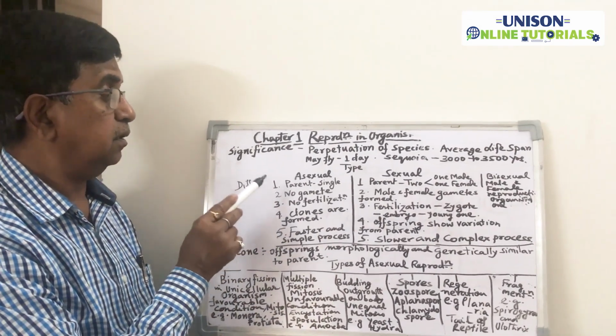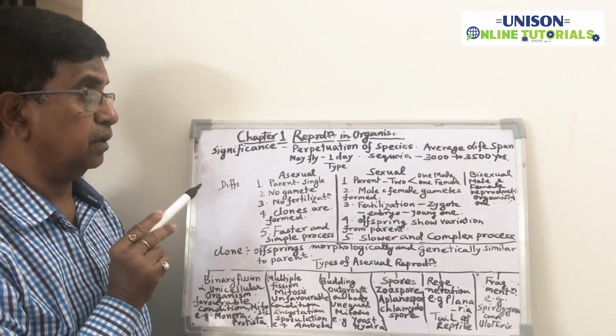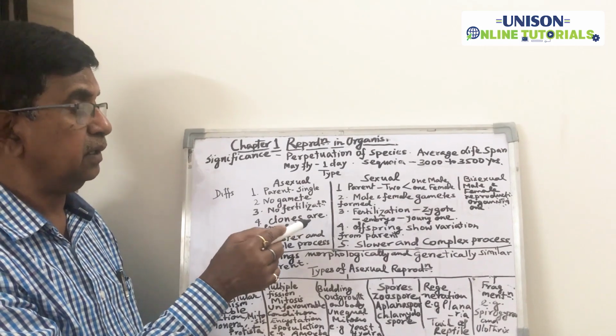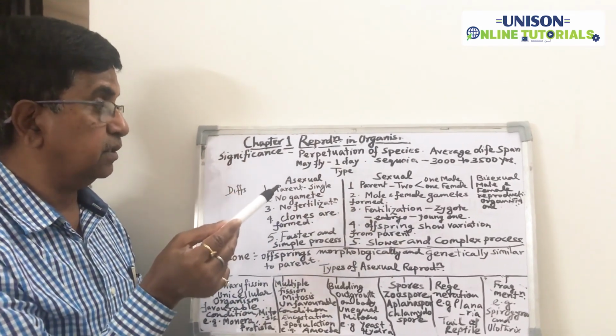Second, no gamete is formed in asexual reproduction, whereas gamete formation takes place in sexual reproduction, and both male and female gametes are formed.